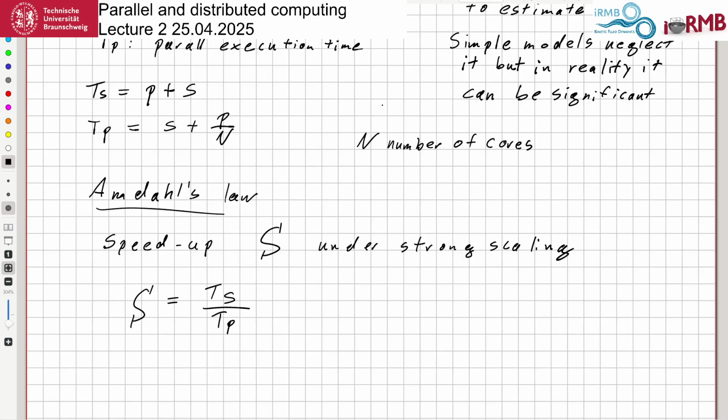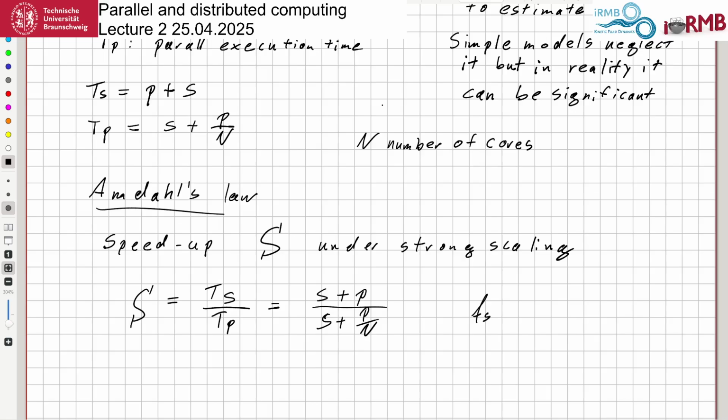Now, if we put into this what we have here, the time of the serial part plus the parallel part, s plus p divided by n. So actually we are done here, but this is often not considered the most convenient way of writing these things down, because they all depend on the actual scale of the problem that you want to solve. Therefore, there is a different way of writing this down, namely with fractions.